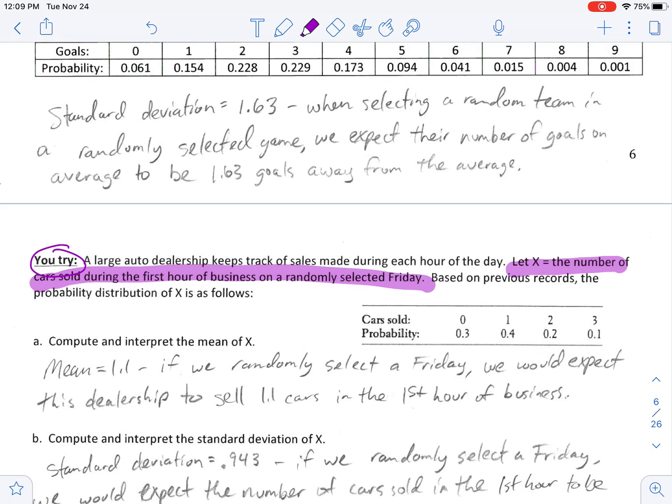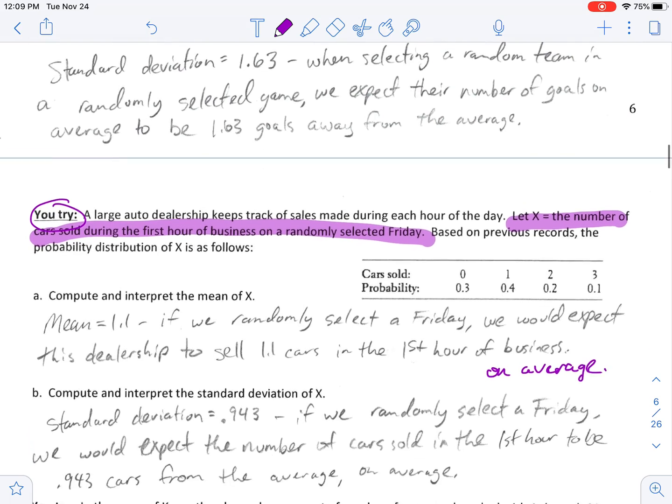Okay? So if I simply asked for the mean, you could multiply and add, or you could have done your list. You get 1.1. So what does that mean? If we randomly select a Friday, we would expect this dealership to sell 1.1 cars in the first hour of business, kind of on average, right? There's not going to be a single Friday when they actually did sell 1.1 cars, but that is the expected value, okay? What we expect to happen.